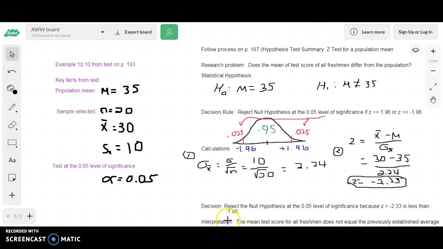And how to interpret that is this. The mean test scores for all current freshmen does not equal the previously established average. Hope that helps walking you through that process.